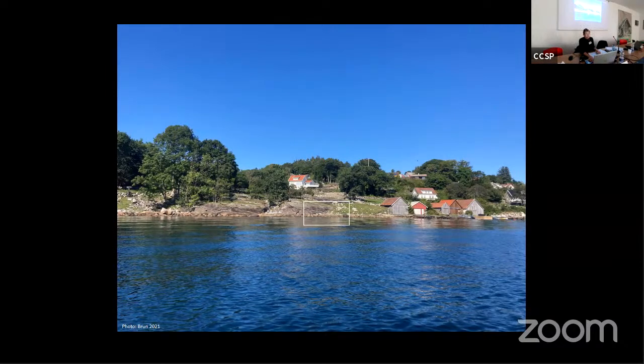Here you can see field 1, field 2, and field 3. And you see they are really visible, the sites from the sea. And then it continues in the same direction, 15 fields discovered so far, and there are probably even more under the sea.